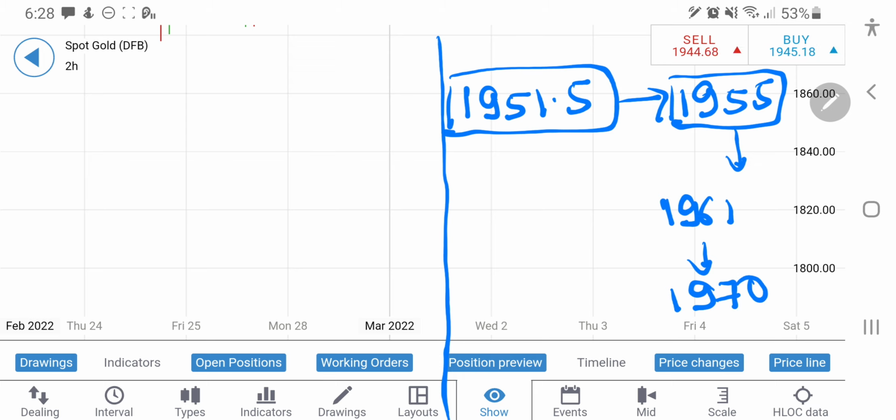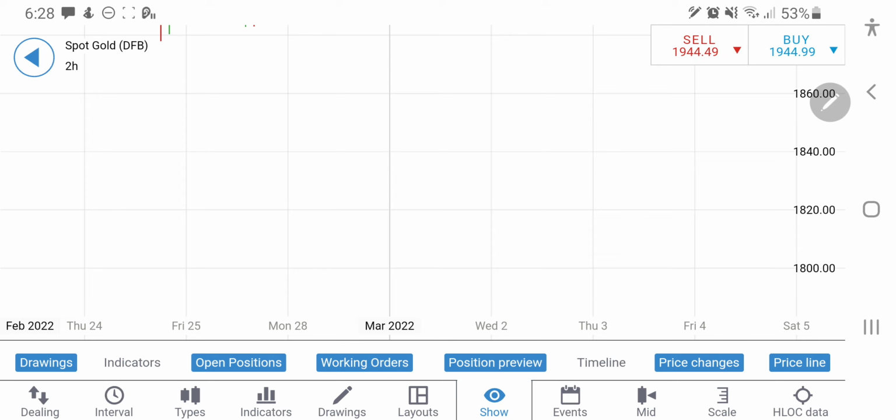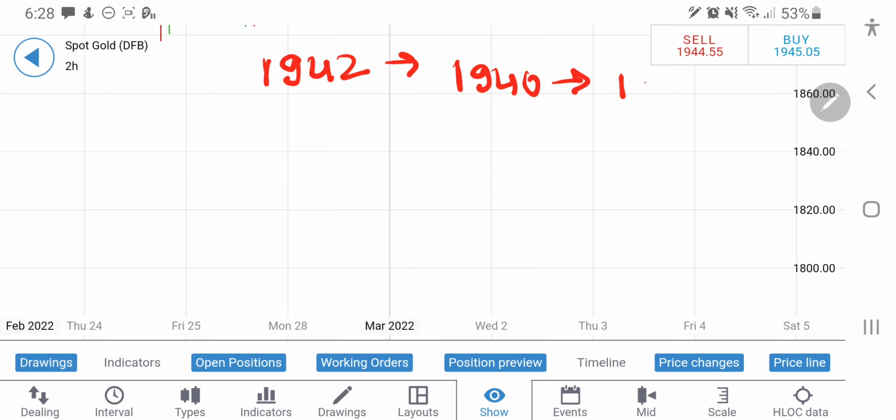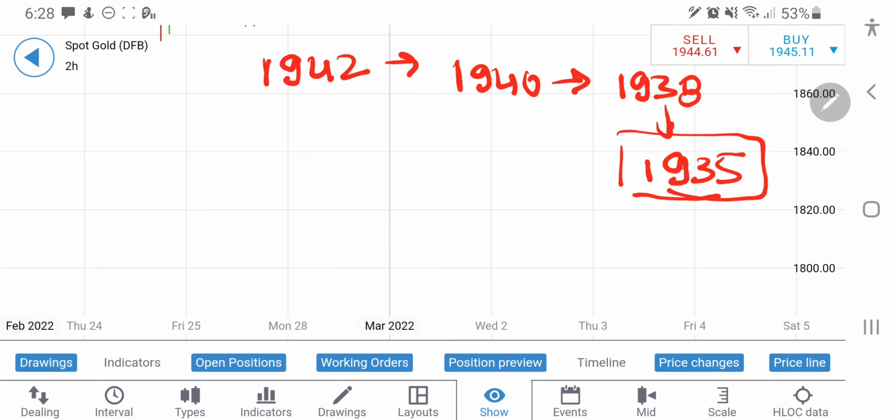So these are markets, anything is possible. Beyond that 1975, and beyond that sky is the limit. It can go any which way. But on the flip side, if you have to go short, let me give you the levels to go short here. One can go short at 1942, expect it to see nearest support at 1940, and then at 1938, and strongest support at 1935. So till here I expect it can bounce back again.